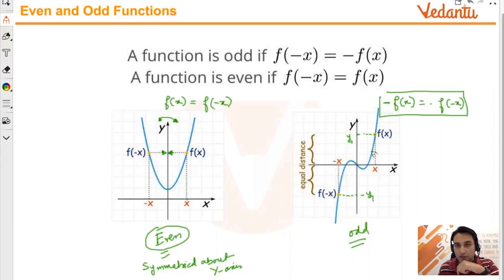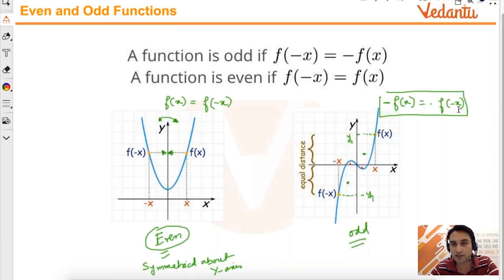Okay, and such functions are symmetrical about the opposite quadrants. Whatever is happening in this quadrant will happen in the opposite quadrant. So such functions are symmetrical in the opposite quadrants. Alright? Or the graphs you can see is symmetrical about the opposite quadrants. Alright? Any doubt?